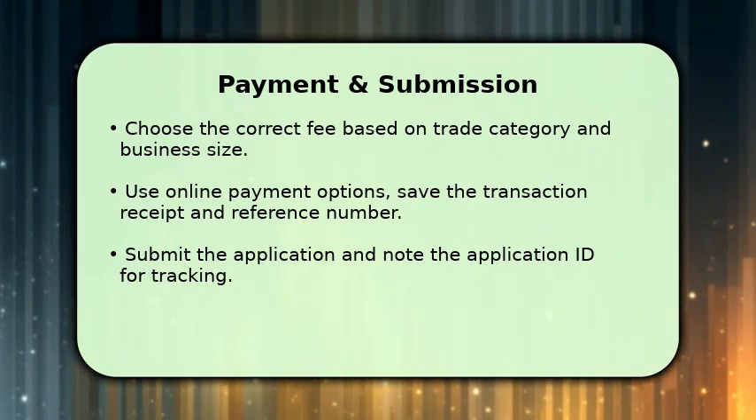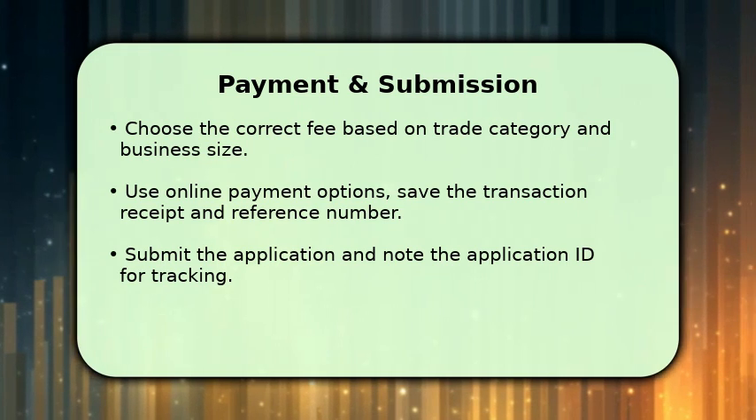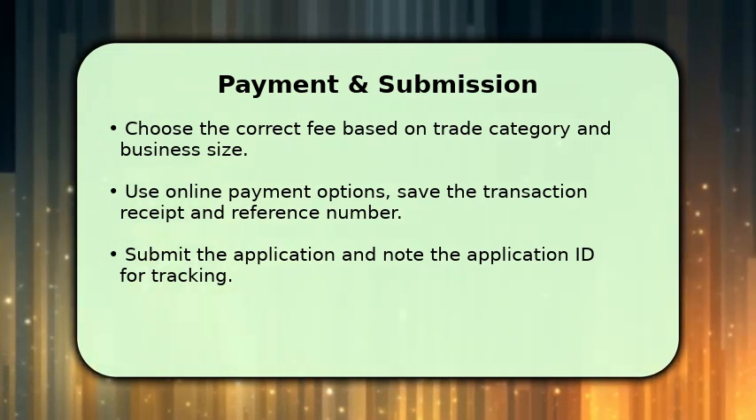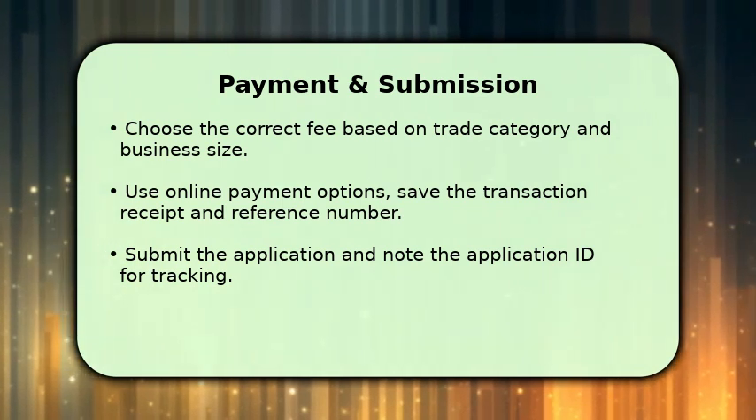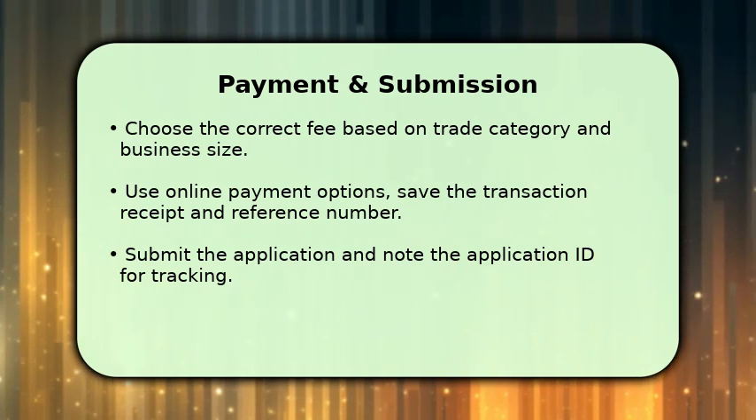Review the fee structure for your trade category and complete the secure online payment using net banking, card, or UPI, and save the receipt and reference number. After payment, submit the application and record the application ID to monitor status.